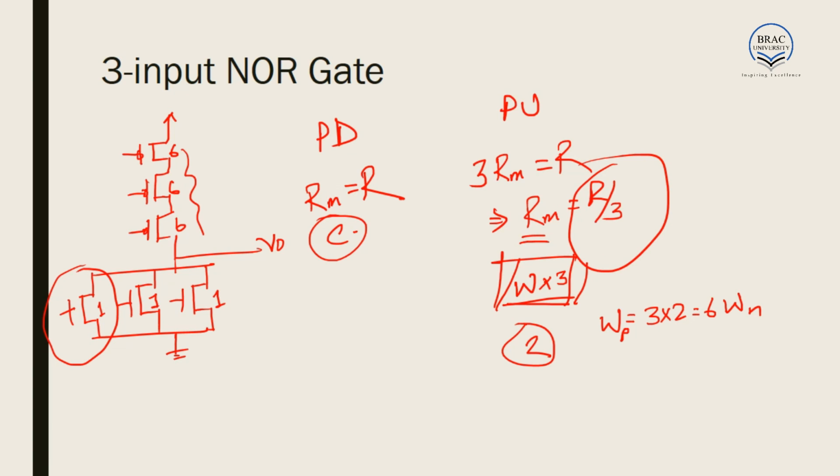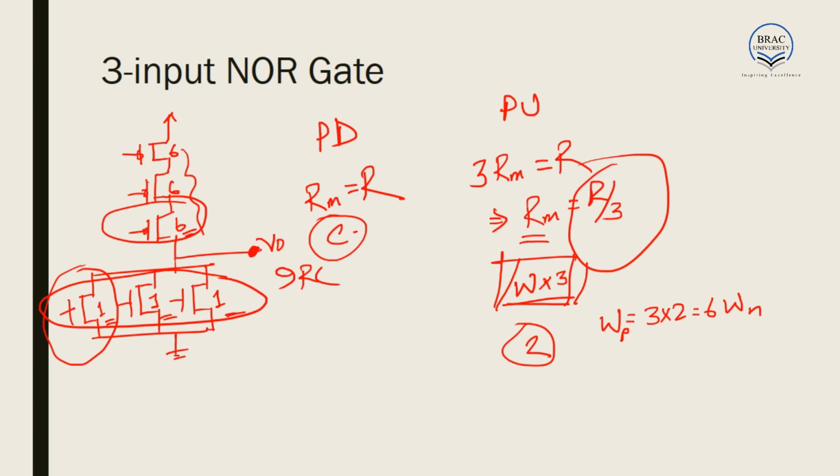Two things to be noted here. What is the capacitance at the output node? The output node is connected to this PMOS and these 3 NMOS. So the capacitance at the output node is 6 plus 1 plus 1 plus 1, that is 6, 7, 8, 9. So the total delay is 9 RC. It is for you to find out what is the total delay in case of a 3-input NAND gate. That will also be 9 RC if you calculate it correctly.